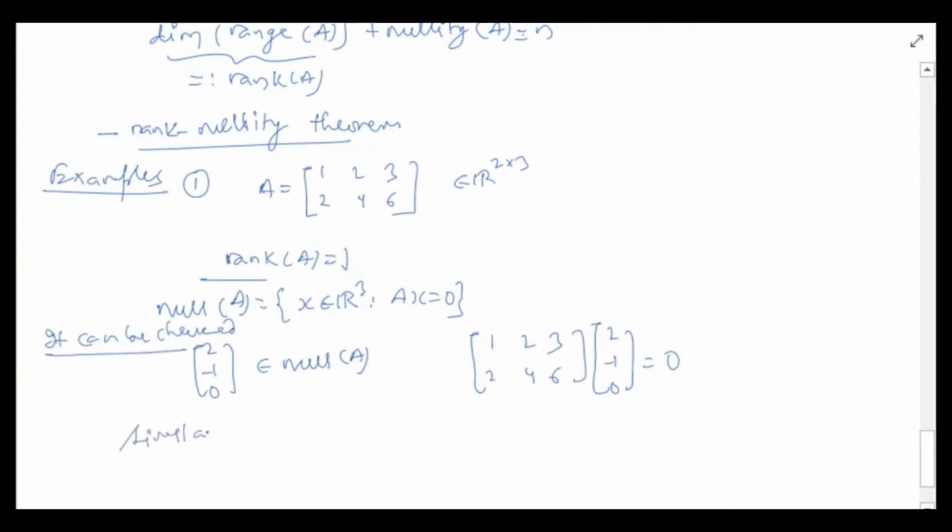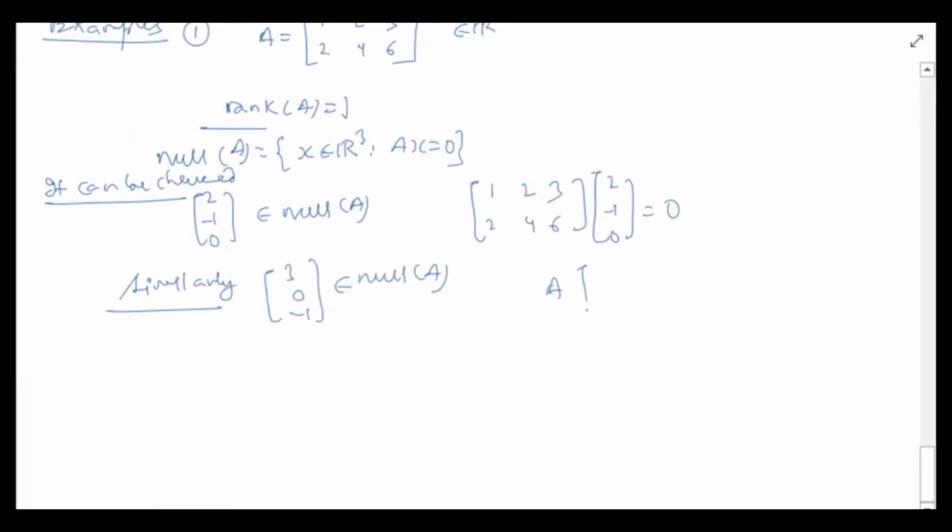Similarly, it can also be checked that the vector (3, 0, -1) is also in the null space of A. So A times (3, 0, -1) also equals 0. Further, the two vectors that we have written here are linearly independent. This says that the null space of A, which contains at least these two vectors, has dimension at least 2. So we see that the nullity of A is at least 2.